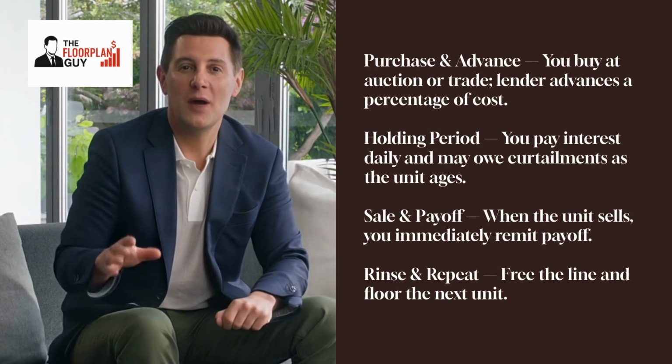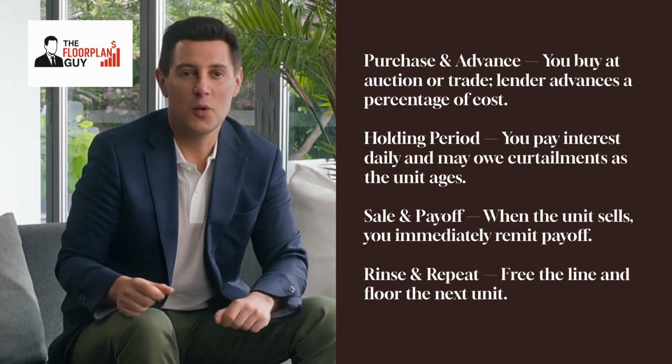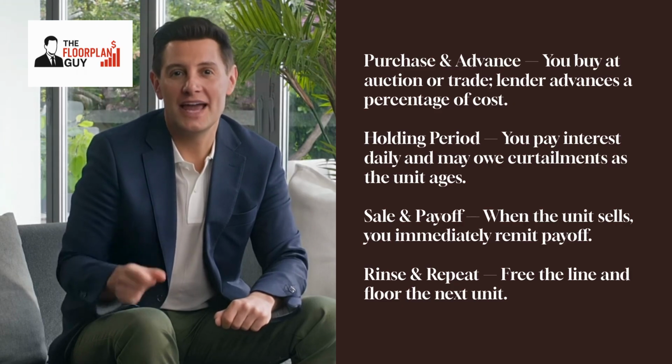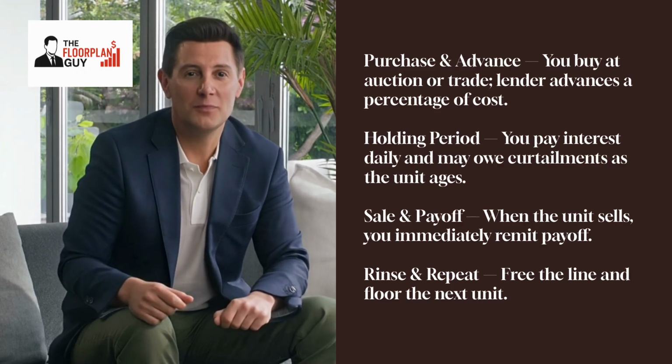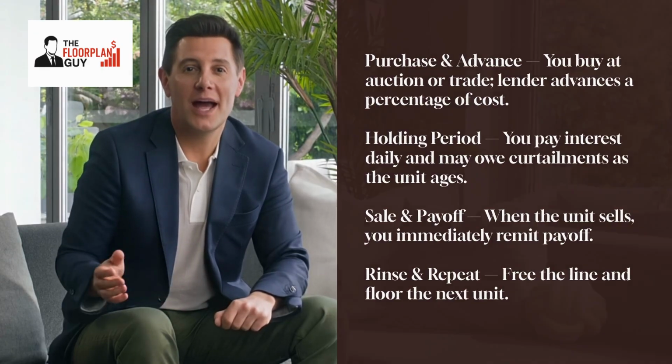Here's the life cycle of a floored unit. Purchase and advance: you buy at auction or trade. Lender advances a percentage of cost. Holding period: you pay interest daily and may owe curtailments as the unit ages. Sale and payoff: when the unit sells, you immediately remit payoff. Rinse and repeat: free the line and floor the next unit.